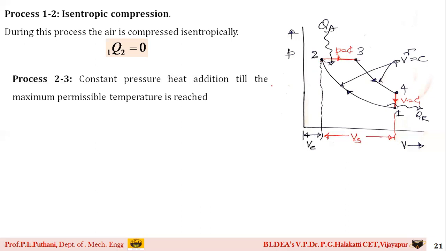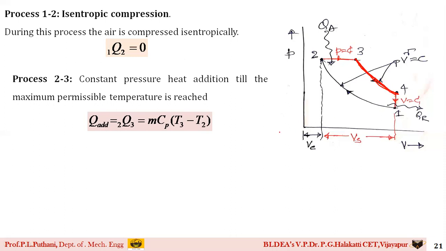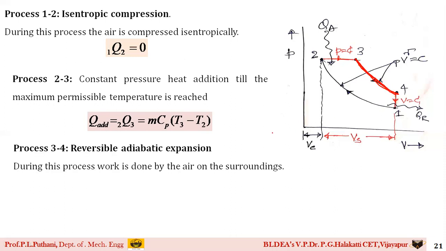So for 2 to 3, we are writing heat addition. Q addition is equal to Q2 to 3 is equal to m Cp, because heat addition takes place at constant pressure, m Cp (T3 minus T2). This is the heat transfer equation for the second process 2 to 3. Then, students, for the next process, from 3 to 4, again it is an isentropic expansion or reversible adiabatic expansion process, which means for this 3 to 4 process, the heat transfer Q3 to 4 is 0.